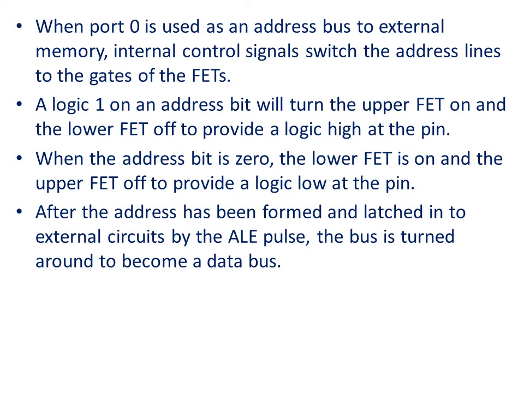Now the third case, when port 0 is used as an address bus to external memory, internal control signals switch the address lines to the gates of the field effect transistors, that is FETs. A logic 1 on an address bit will turn the upper FET on and the lower FET off to provide a logic high at the pin. When the address bit is 0, the lower FET is on and the upper FET goes off to provide a logic low at the pin.